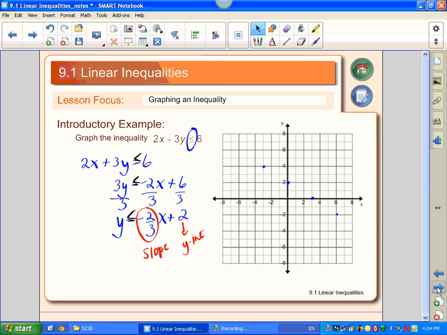Now we have to draw the line. This is where that inequality comes into play. So we are looking at this inequality right here, and it has less than or equal to. So that tells us the type of line that we're going to choose. We're going to choose our solid line. Let's straighten it up a little bit here.